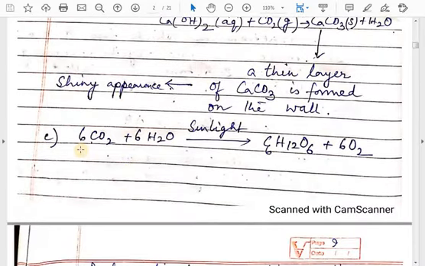Other example is when carbon dioxide reacts with water in presence of sunlight as well as in presence of chlorophyll, gives you glucose and oxygen. This is the photosynthesis reaction. In the previous video also we had discussed about this reaction. There I had shown you a different equation, and then I have also mentioned that this equation can be written in two forms. You just refer that equation again.